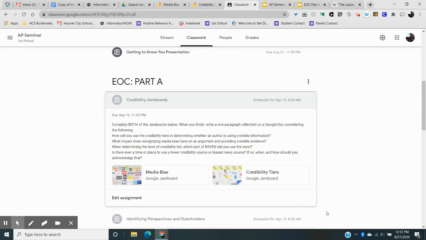The final thing that you're going to do is you're going to open a Google Doc and you're going to write a quick reflection for me. This doesn't need to be very long, but about a paragraph just to be able to answer these questions. So how would you use credibility tiers in determining whether an author is using credible information? What impact does recognizing media bias have on an argument and providing credible evidence? When determining the level of credibility tier, which part of Raven did you use the most? And then is there a time or a place to use a lower credibility source or biased news source? If so, when? And how should you acknowledge that?